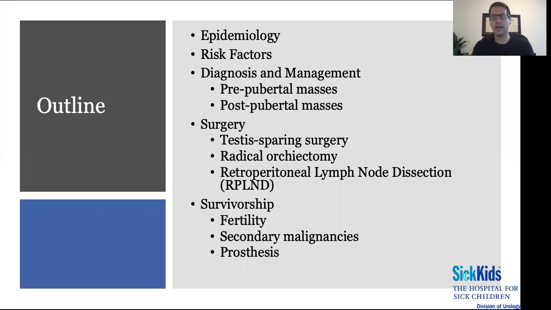This is going to include a review of the main surgical options depending on the presumed etiology, including testis-sparing surgery, radical orchiectomy, and retroperitoneal lymph node dissection. Lastly, I want to talk a little bit about what I've collectively termed testis cancer survivorship. And this will be focusing on fertility concerns, secondary malignancies, as well as some body image issues and considerations for prosthesis.